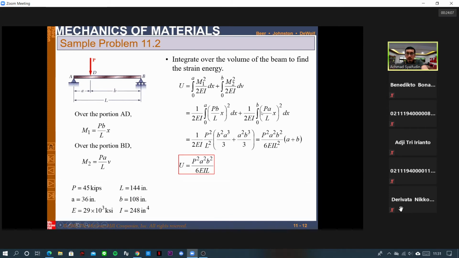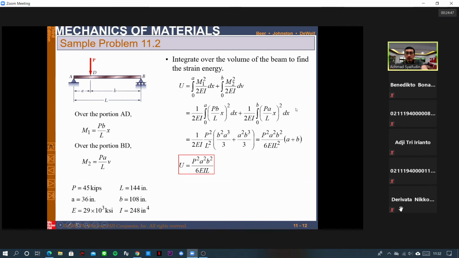I think there is some mistake here. It should not be 0, but A to B, not 0. Because M2 is over B. Oh, sorry, this is right. Why 0? Because this is not from the left, but from the right. Why 0 to B? Because the formulation is from the right, not from the left.